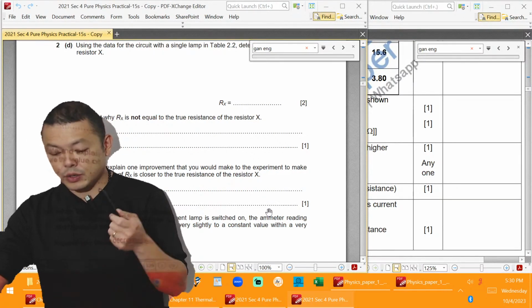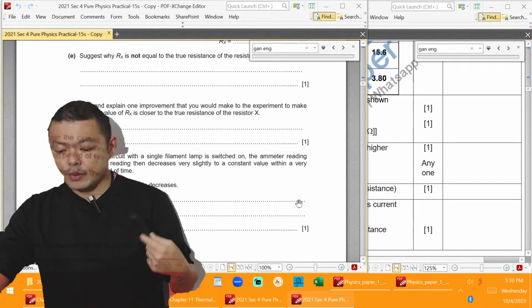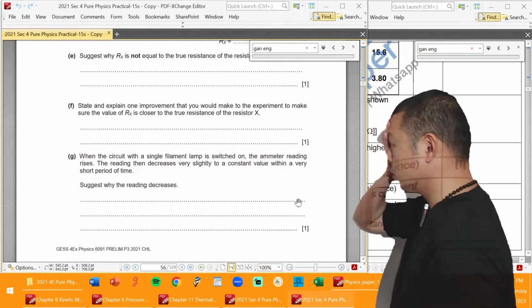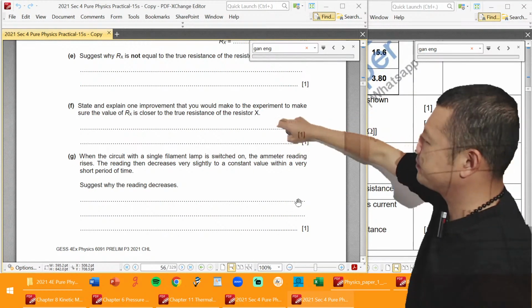If you can answer E, I don't expect you to know how to answer F also. How do you make sure that Rx is closer to the true resistance of resistor X? That's for F.